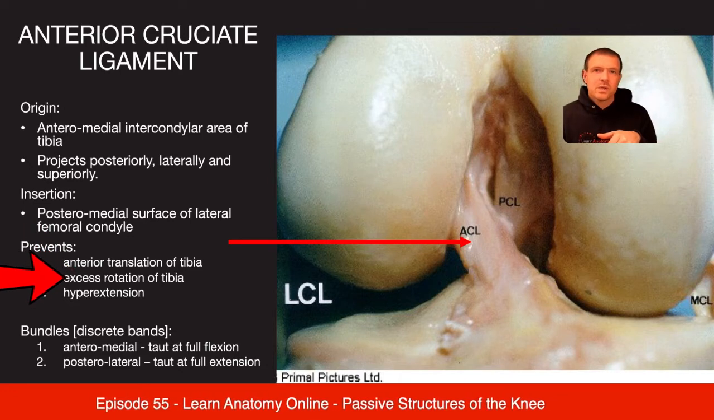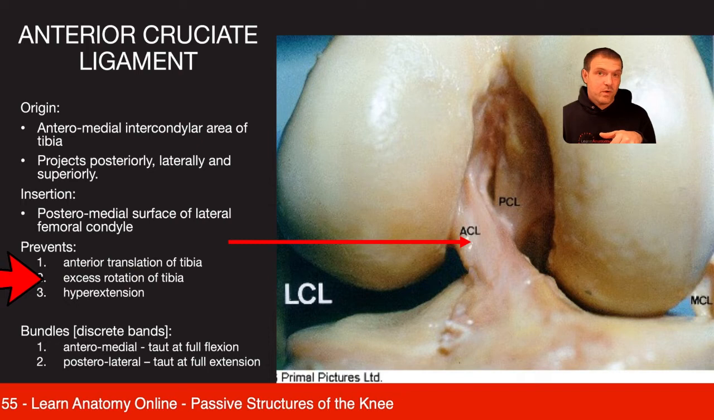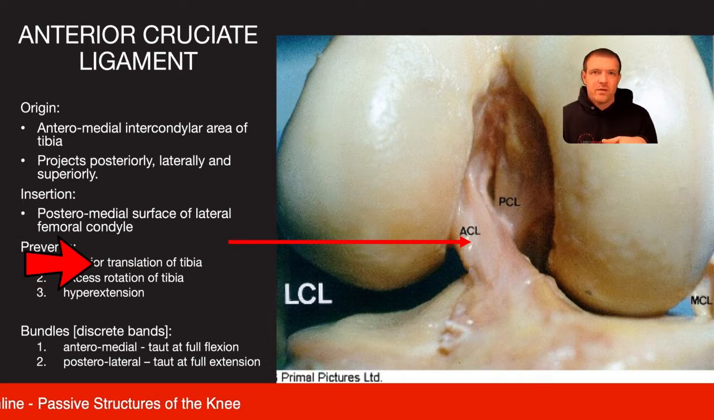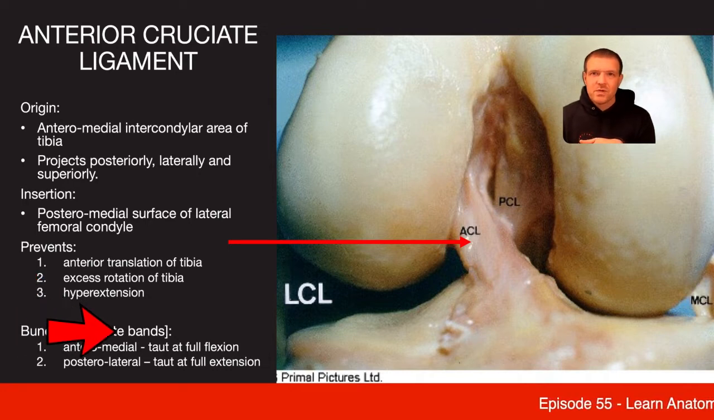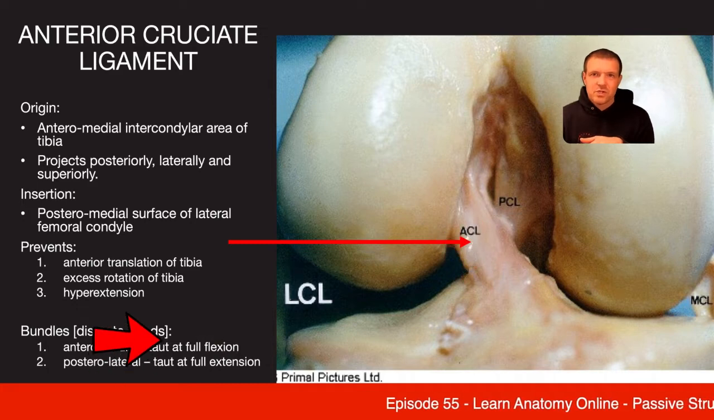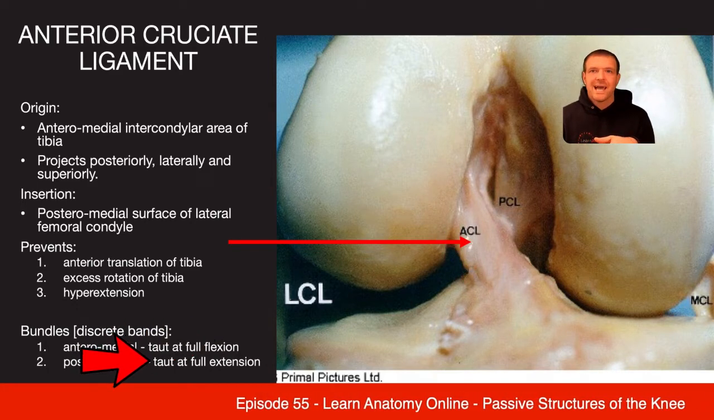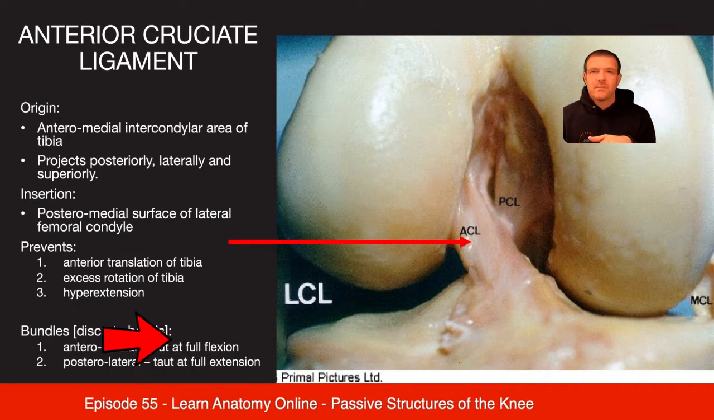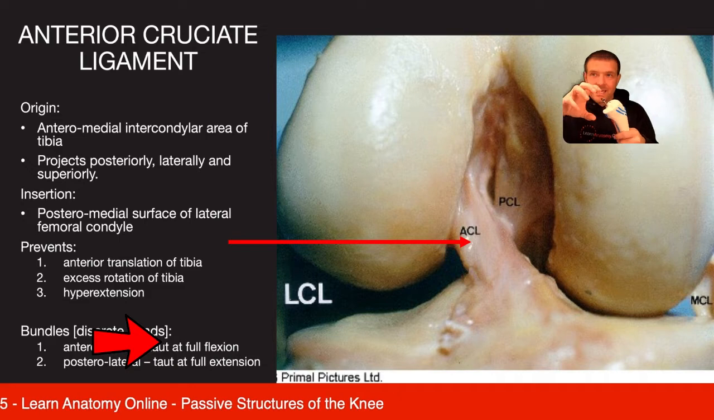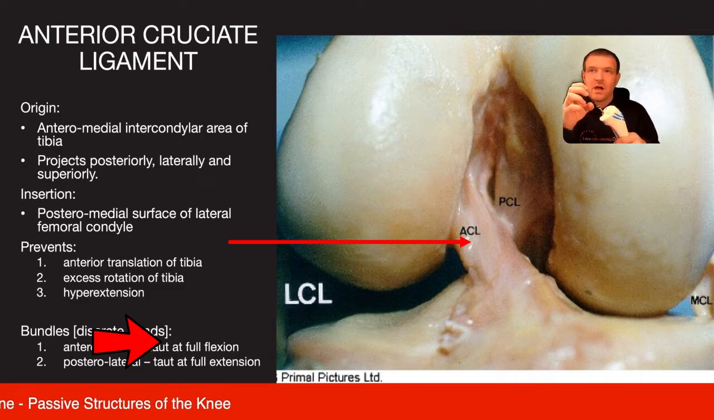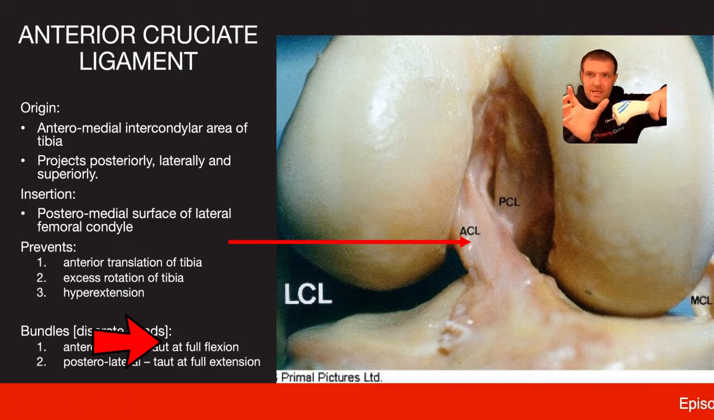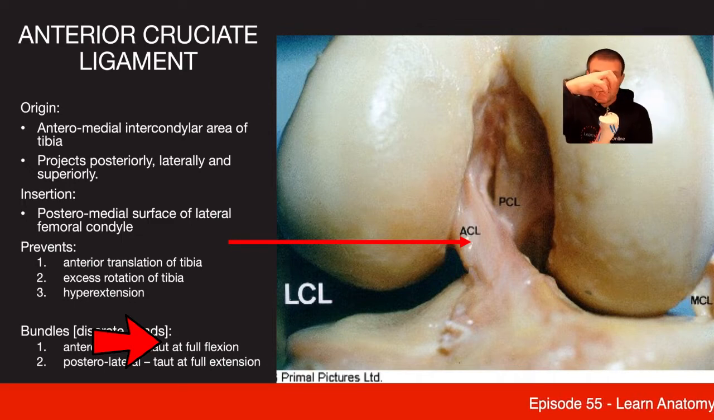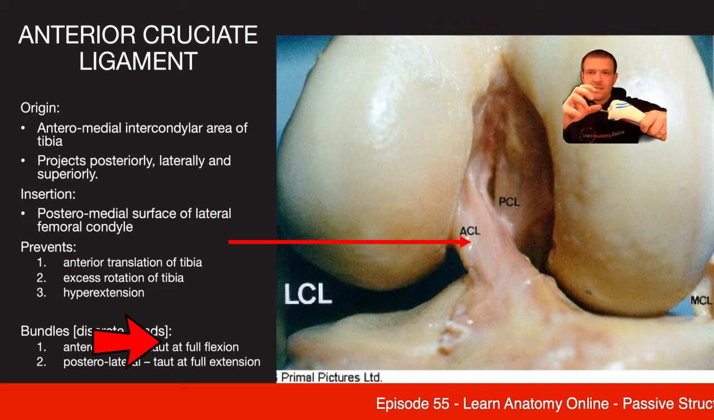It also prevents excessive rotation of the tibia. If you rotate too much, you're going to stress that ligament. If you anteriorly translate too much, you're going to stress that ligament, and hyperextension will also stress that ligament as well. There are bundles of ACL, and they are taut at full flexion and full extension. When you have a knee bent in that mid-range position, that's when the ligaments are a little bit lax. So there's a bit of give. It doesn't mean there's anything wrong with them. That's what's supposed to happen. But when you're fully extended and fully flexed, those ligaments are tight. They're solid.